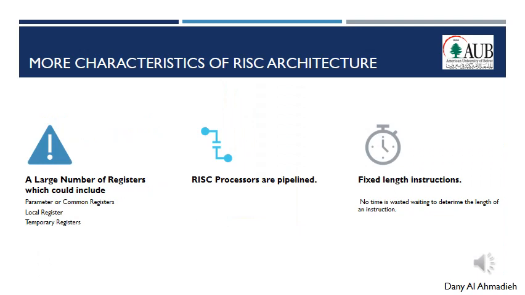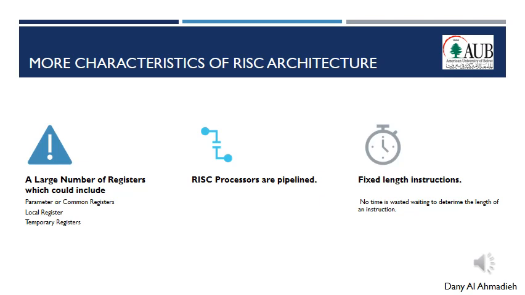Now let's move on to discuss more characteristics of RISC architecture. For one, since RISC only does register-to-register operations, you can guess that a large number of registers will be found in a RISC processor. They could include parameter or common registers, local registers which cannot be shared between other modules, and temporary registers. Also, these registers can be used in any context in a RISC processor.